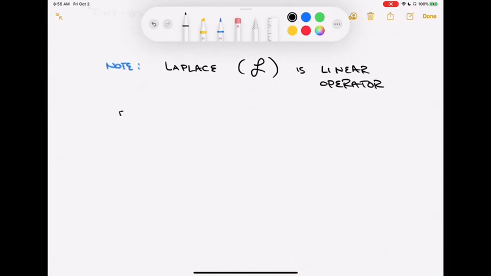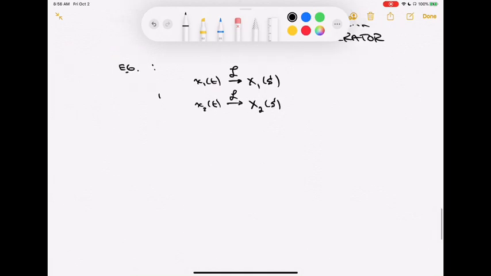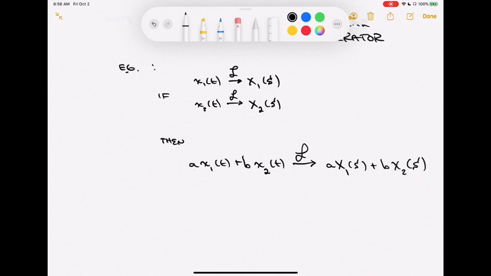If little x1 of t has a transform cap X1 of s, and little x2 of t has a transform cap X2 of s, these are all Laplace transforms, then this is the if part, any linear combination of x1 and x2, a x1 plus b x2, both in the time domain, will have a Laplace transform that is a cap X1 of s plus b cap X2 of s. This is really easy to prove.